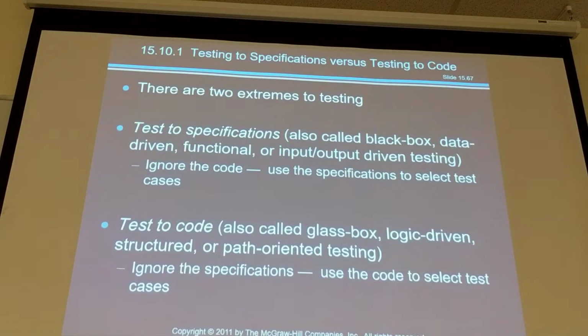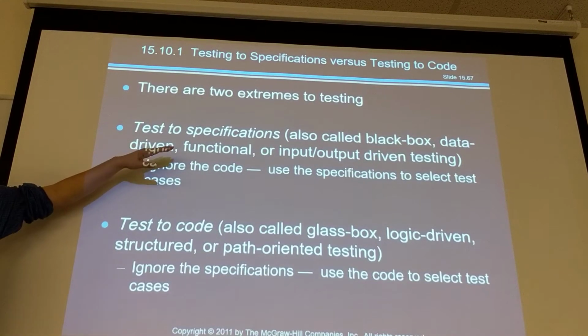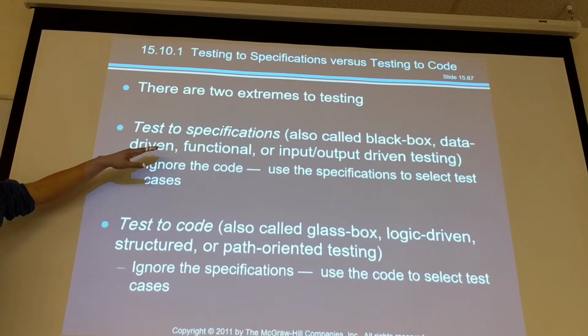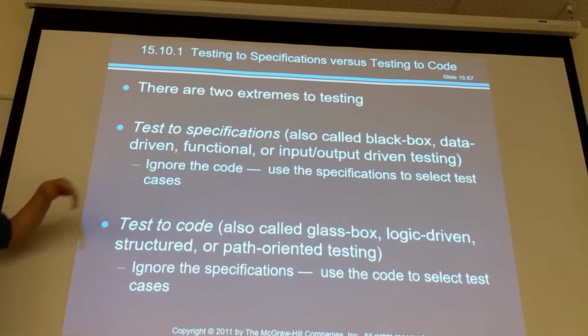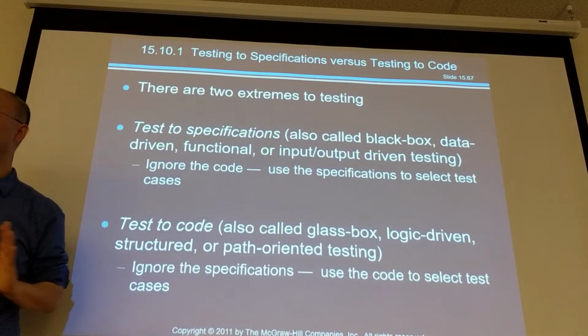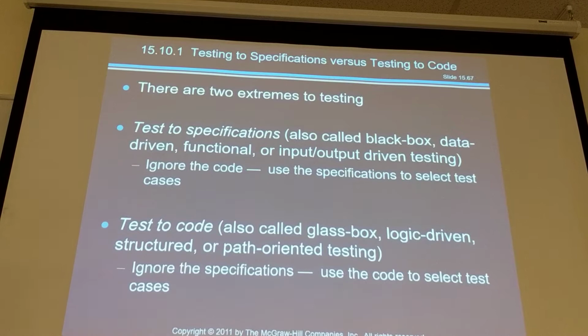All right. So essentially there are two extremes to testing. First one is test to specification, also called test to black box, data-driven, function-driven input-output testing. Basically here I say I don't care about your code. Okay, I'm testing your code, but I'm not going to take your code into consideration when I come out with test cases. Okay, so this is essentially your customer-driven customer acceptance test, and so that is a good example.